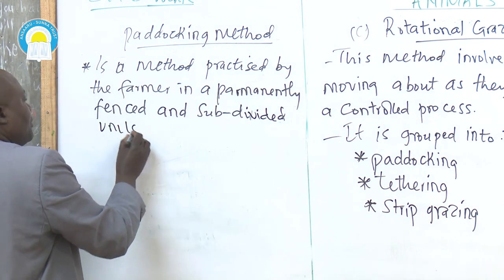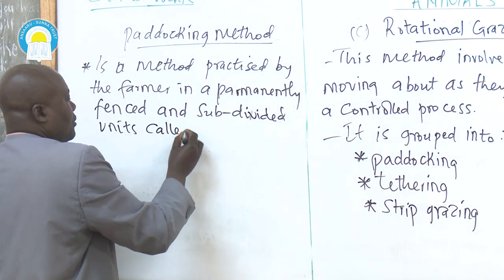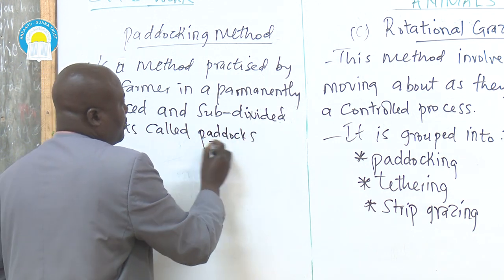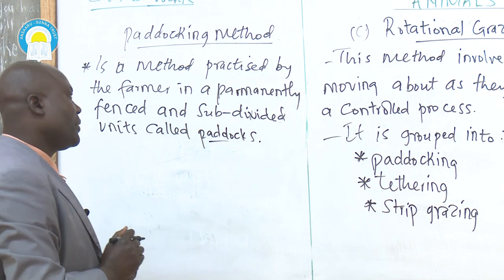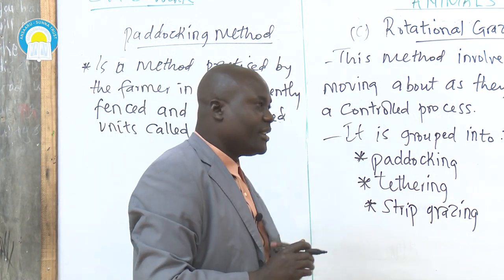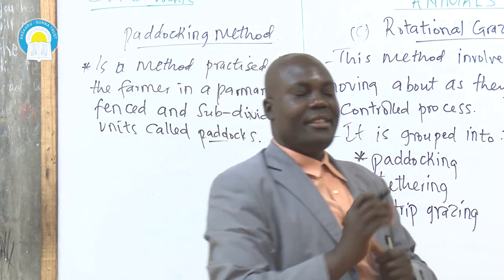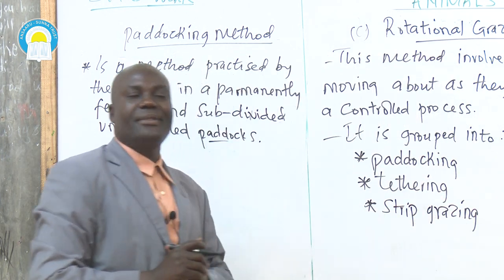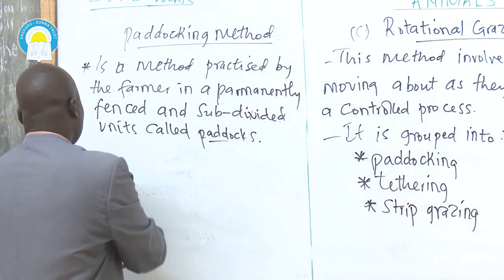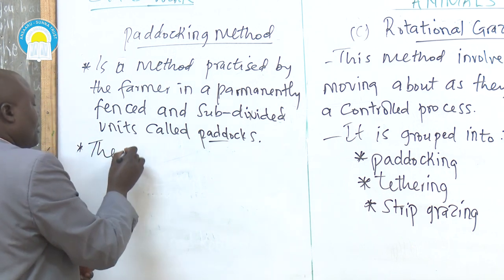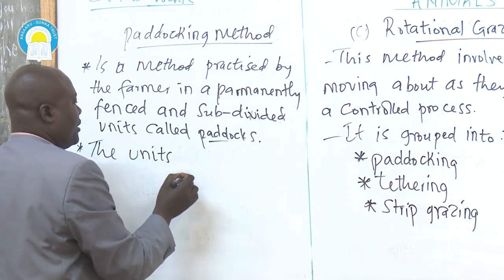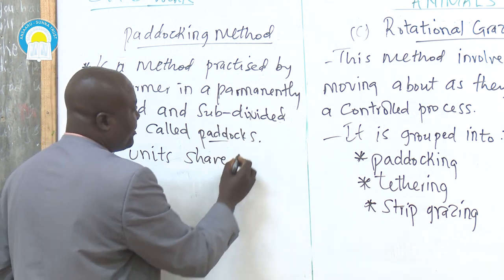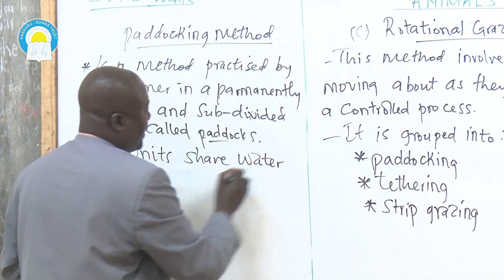Permanently fenced and subdivided units called paddocks. Now, with this method, when the animals are feeding, those units share the water traps and feeding traps. The units mainly share water traps.